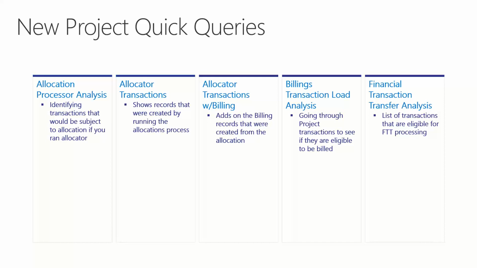Number 2, allocator transactions. After you run that allocation process, it's going to show you either the transactions that were the results or the transactions with billing with it as well. So you have the ability to see that. The next is the billing transaction load analysis.